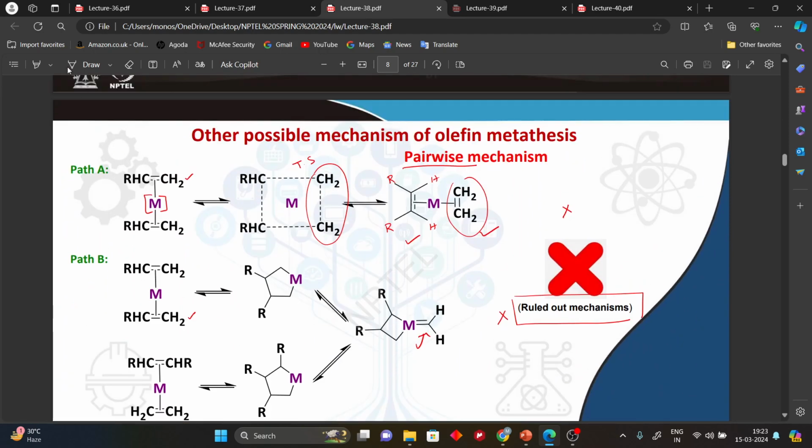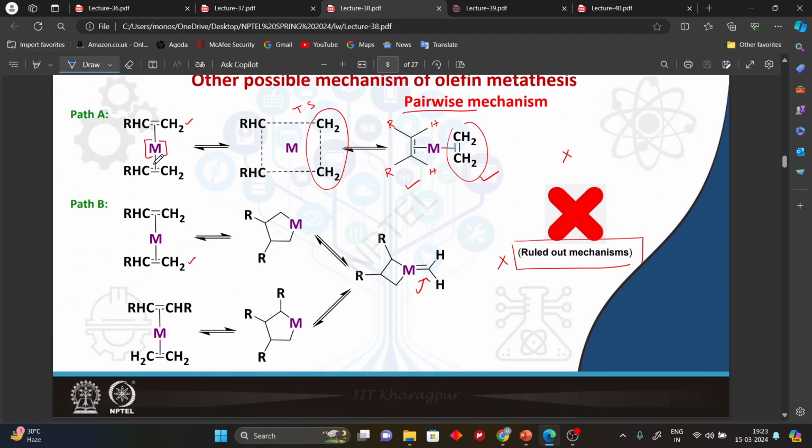Initially, there are these kinds of proposals: are they pairwise or non-pairwise? One of the earlier proposals was that the metal directly reacts with two units and has this kind of transition state. And then this CH2 unit, and here you have this CH2 part and this part. So that's how the pairwise mechanism can occur.